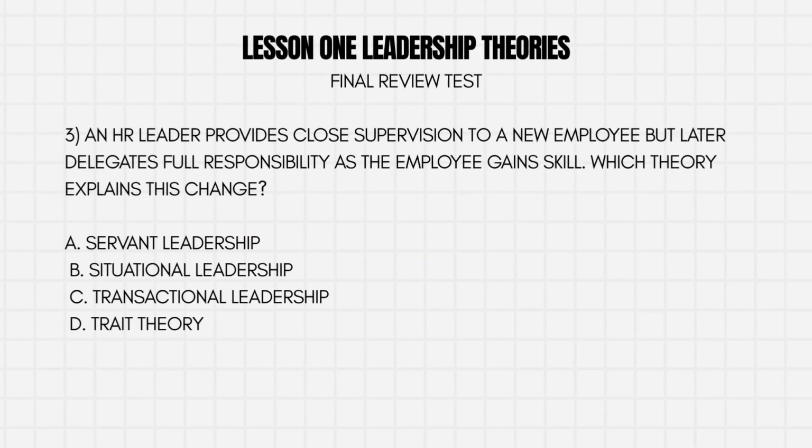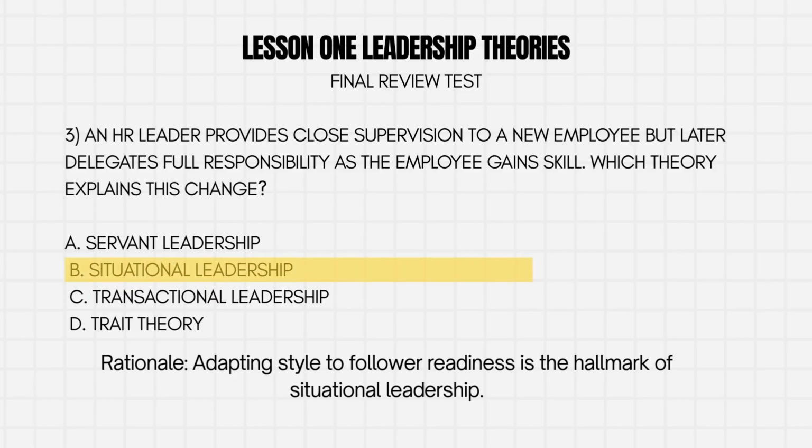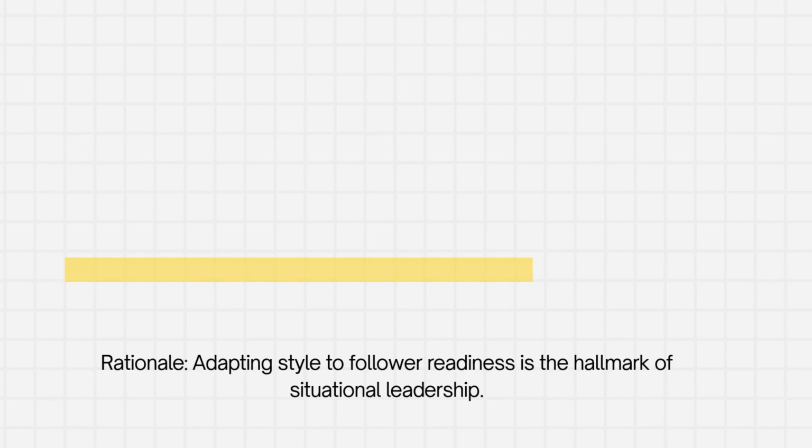Question 3. An HR leader provides close supervision to new employees, but then later delegates full responsibility as the employees gain skill. Which theory explains the change? A. Servant leadership. B. Situational leadership. C. Transactional leadership. Or D. Trait theory. The answer is B. Situational leadership. Adapting style to follower readiness is the hallmark of situational leadership.